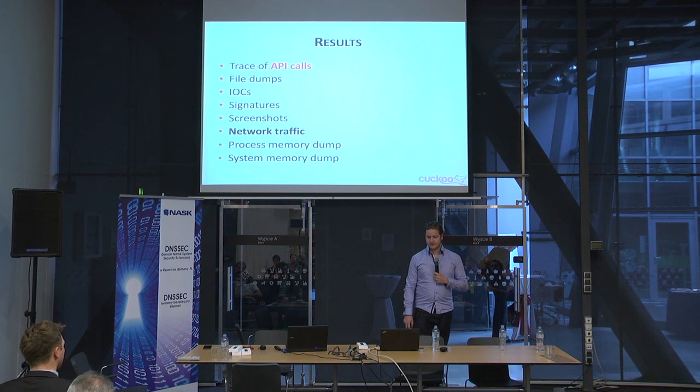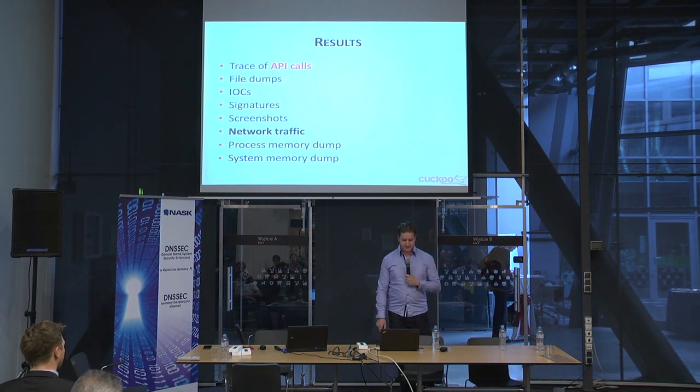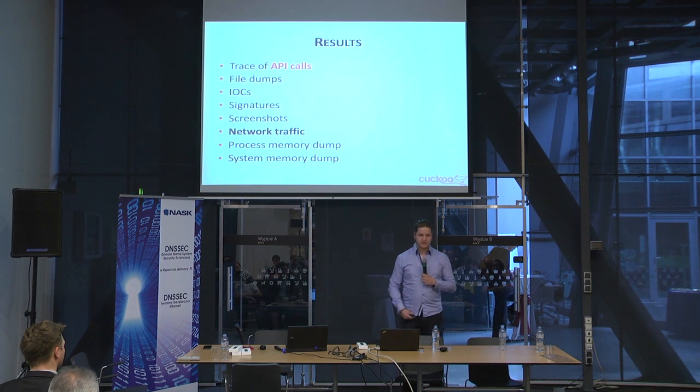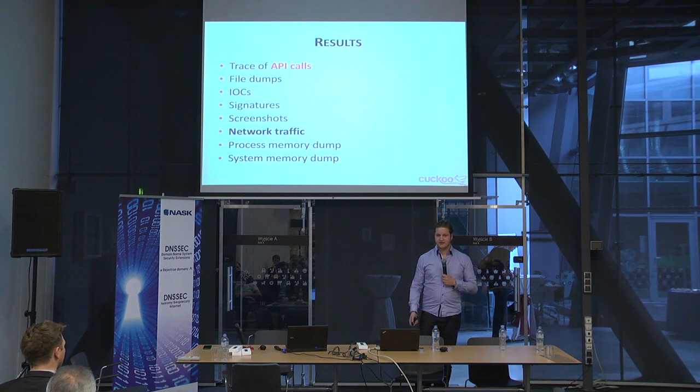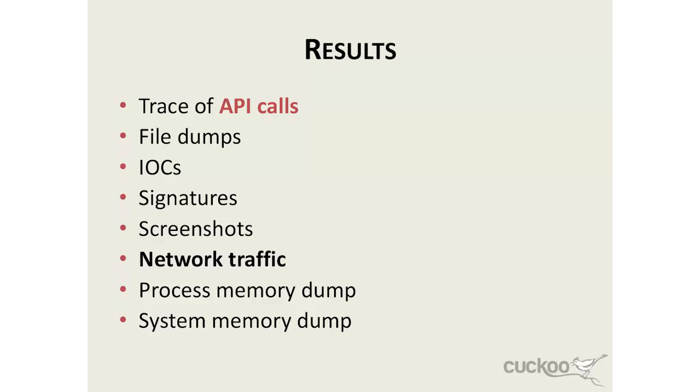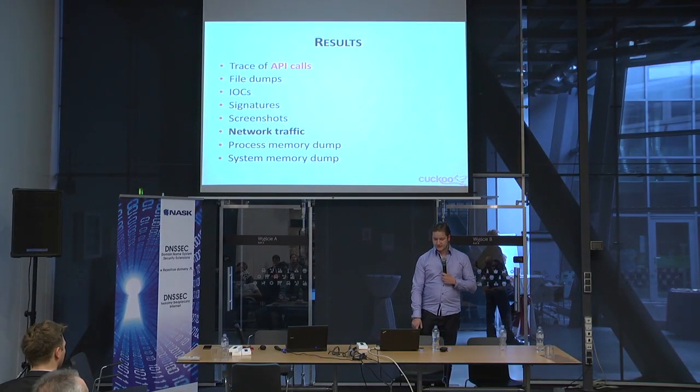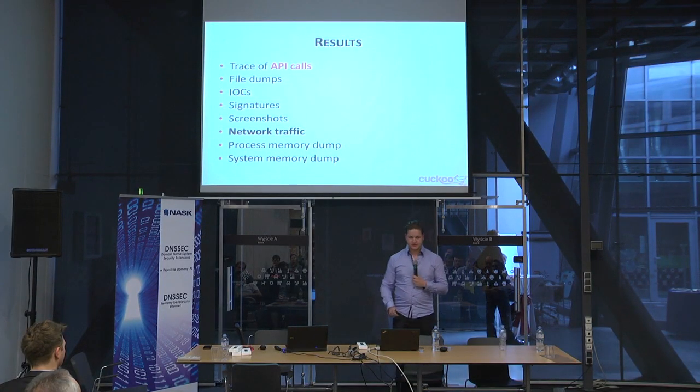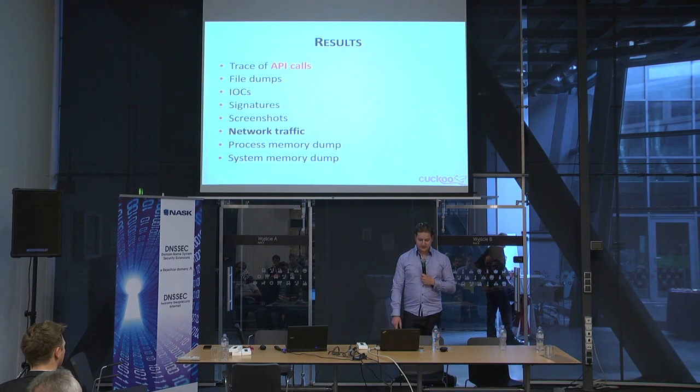And in the results, you will see various different things. So you have the API calls, the low-level Windows stuff, file dumps. So if a file was written, it will be dumped, and you can check it, or you can even submit it afterwards. This is useful if, I don't know, some C2 configuration file is being written, then you can just read it out. IOCs, so registry keys, file names, IP addresses, that kind of thing.